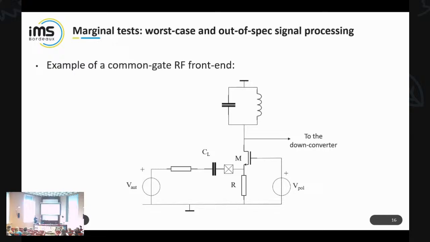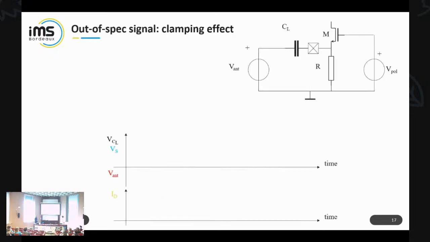Here is an example that we practically used something like 20 years ago. It was an LNA. For simplicity, it's a MOS here, but practically speaking, it was a bipolar at this time. Here it's a common-gate transistor. You have an inductor, then it goes to the down converter. So let's see how it works.